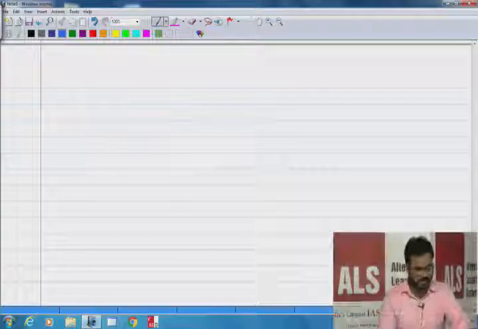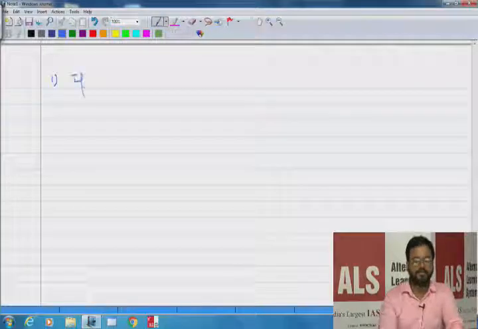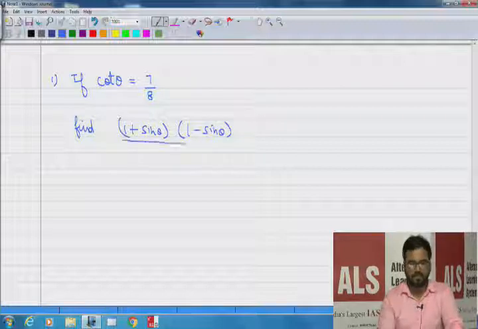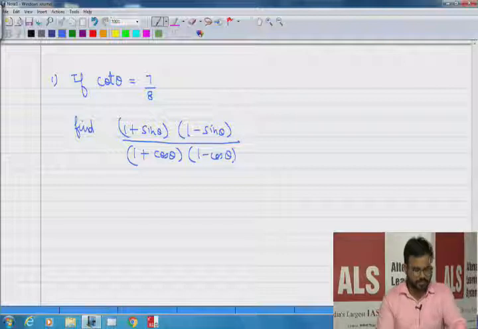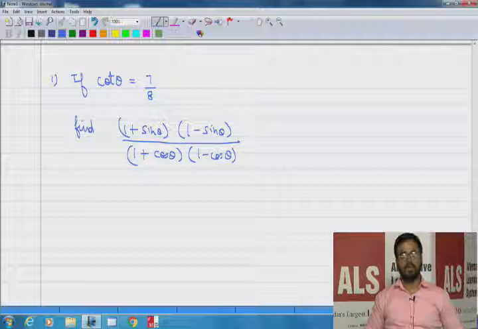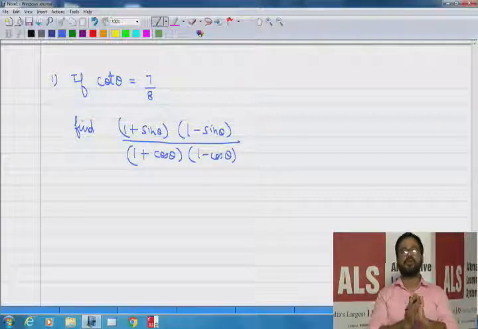Now try this question. It is given that cot theta is equal to 7 upon 8, you have to find the value of (1 plus sin theta) into (1 minus sin theta) over (1 plus cos theta) into (1 minus cos theta). Solve this one. Cot theta is given, so let me give you the hint. Okay, first of all, do it on your own.